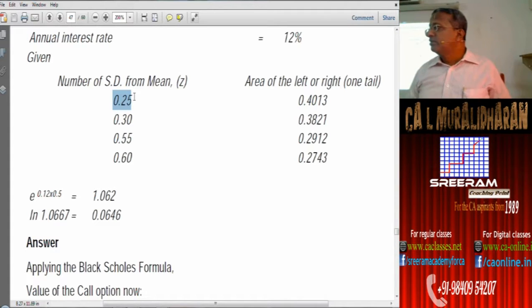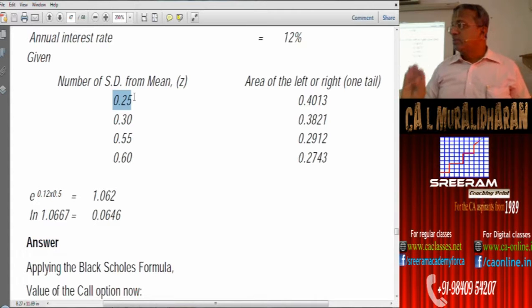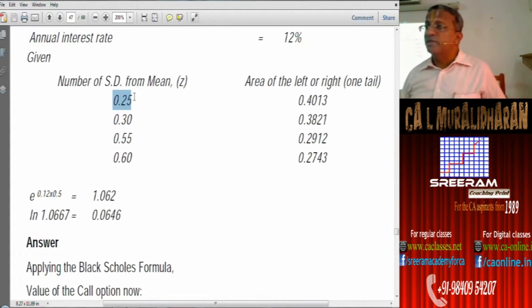Are you understanding? So these figures were all areas that they have given. These figures are not normal table values. These figures are all areas. Area means it is a number which got adjusted with 0.5, and the final numbers are less than 0.5. That means it is not the right tail, and it is on the left hand side only. Are you understanding, all of you?